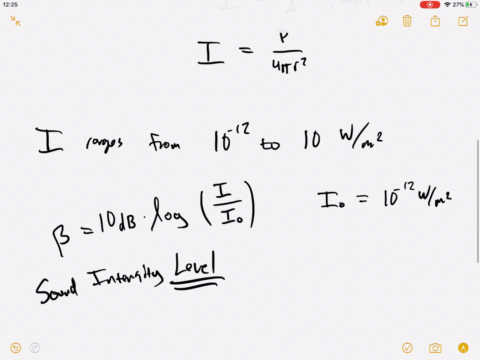And it's that word level that is key here. If you just see intensity, that's I. If you see intensity level, that's beta. This is the Greek letter beta. Okay, so what does this do for us?